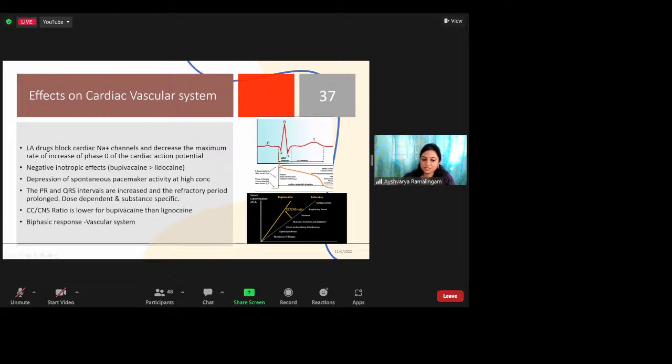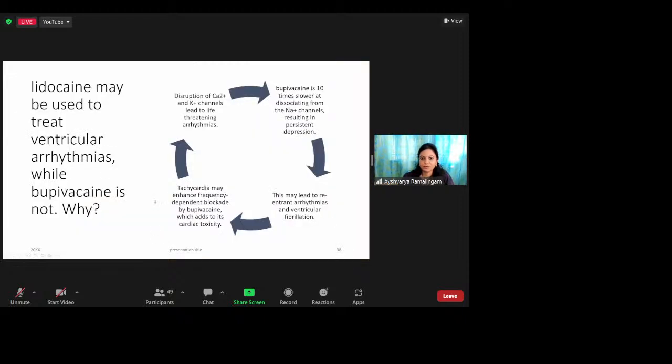In the vascular system, we know that they have a biphasic response. At subclinical doses, these local anesthetics cause vasoconstriction, but at clinically significant doses, they usually cause vasodilatation. Lignocaine may be used to treat ventricular arrhythmias while bupivacaine is not. This is because bupivacaine dissociates 10 times slower from the sodium channels to which it has attached, which results in persistent depression of conductivity. This may lead to reentrant arrhythmias and ventricular fibrillation. Tachycardia may enhance the frequency-dependent blockade by bupivacaine, which in turn adds to its cardiac toxicity.